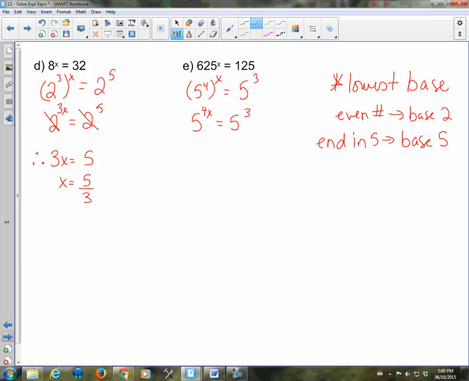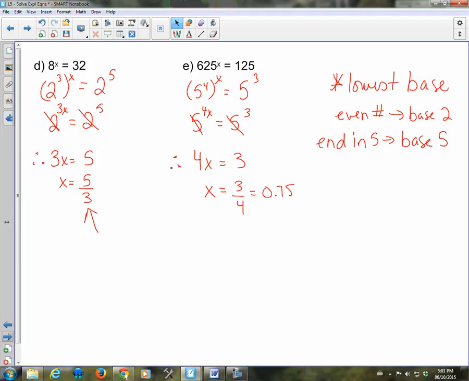Once we've got the same base, you can drop your bases. We end up with 4x equals 3. And instead of multiplying by 4, we divide by 4. So you can leave it as a fraction or you can change it to a decimal. The reason I didn't change the last one to a decimal is because if I try to divide it, I'm going to get a repeating decimal and I'd have to round it. So this way is more accurate.